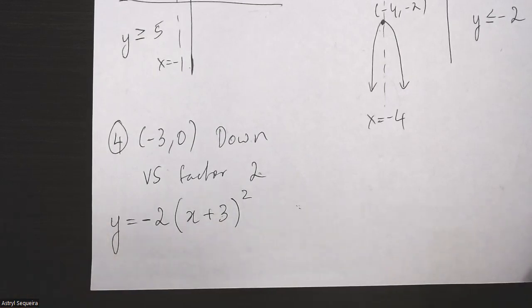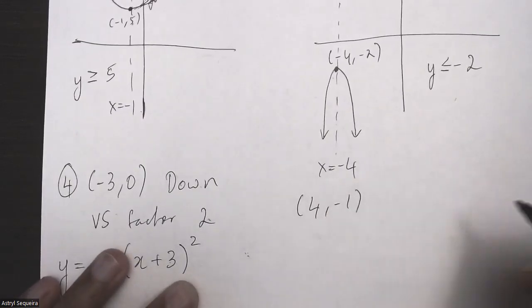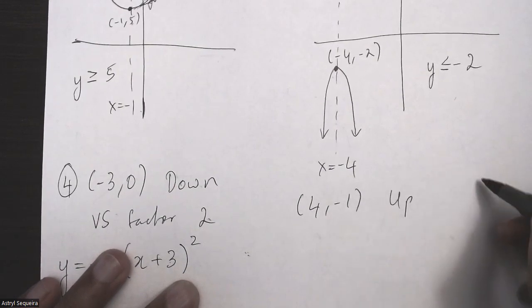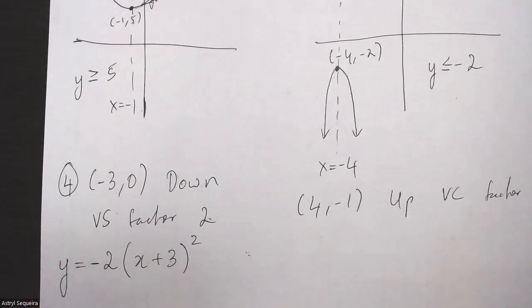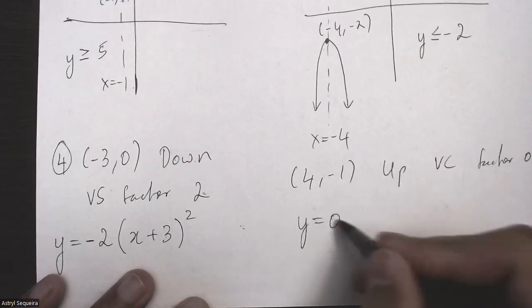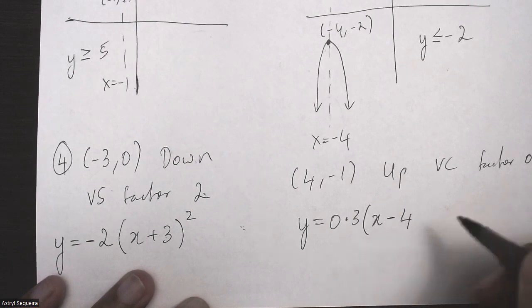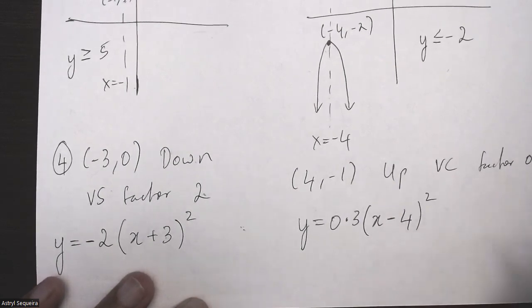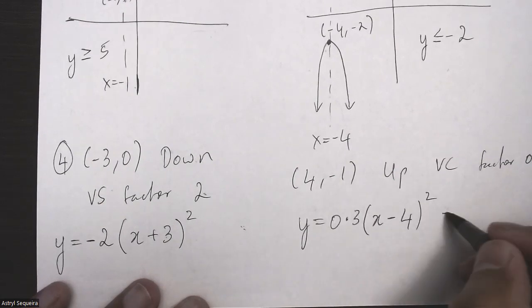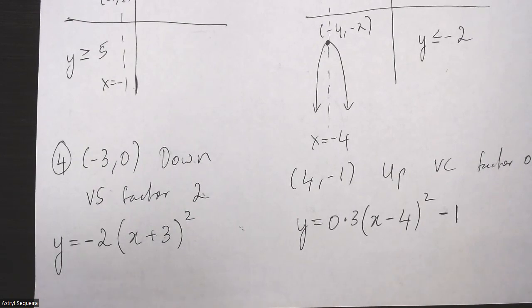Let's try another one. The vertex is (4, -1), the graph opens up, and we have a vertical compression by a factor of 0.3. Again, this one's pretty simple. We're opening up, so it's positive. Our vertical compression is 0.3. The x value of the vertex is 4, so we have (x minus 4), close the bracket, squared, and the y value is -1, so we have a -1 out there. So just backwards from the steps we were doing a bit earlier.